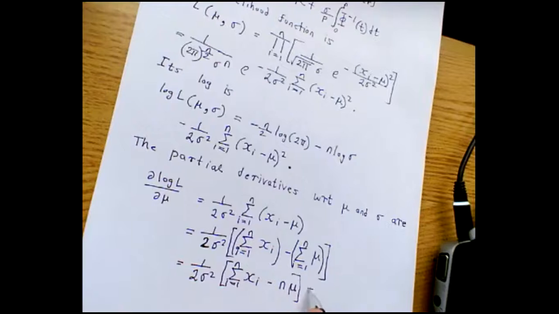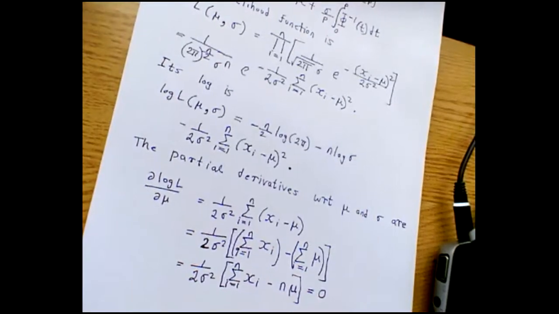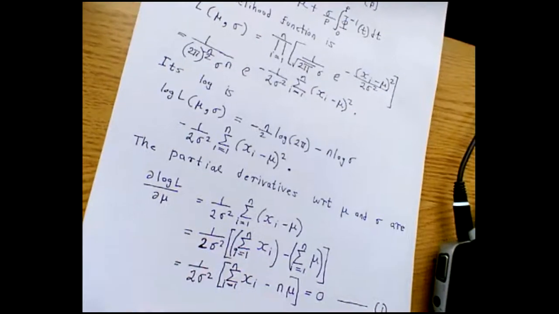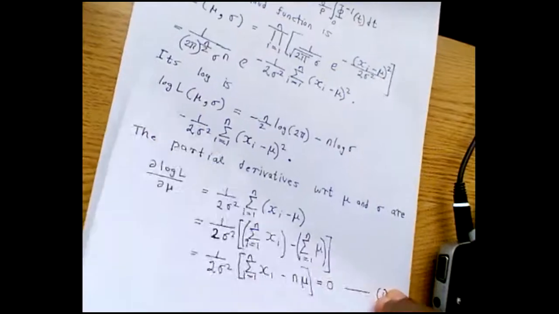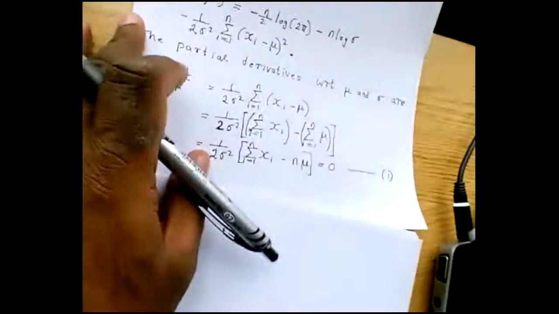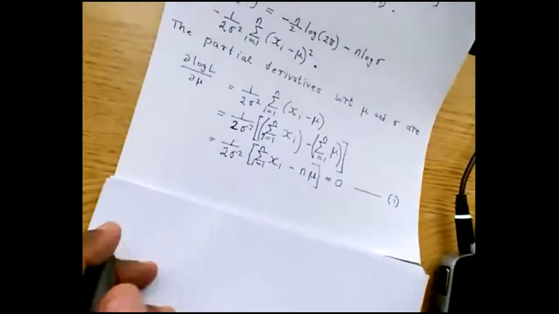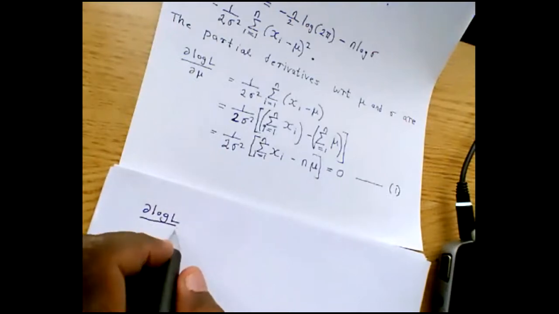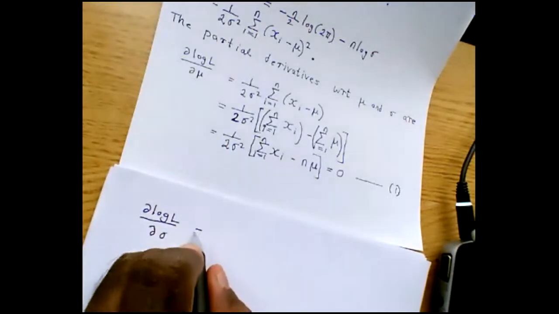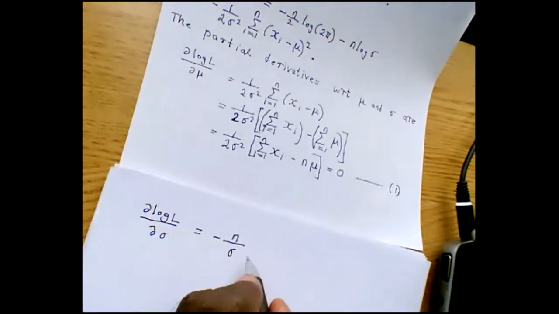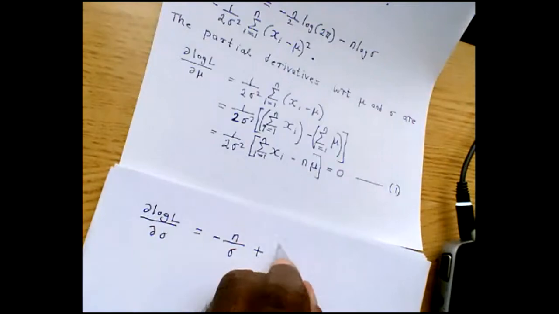Okay. Now let's set this to 0. All right. And let me call this equation 1. Next I'm going to go to the partial derivative with respect to sigma. So the partial derivative with respect to sigma is going to be minus n over sigma plus 1 divided by sigma cubed.